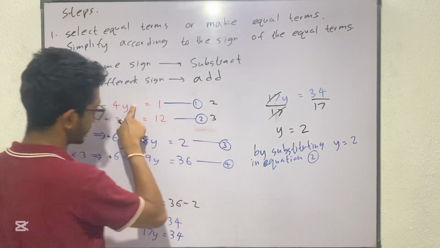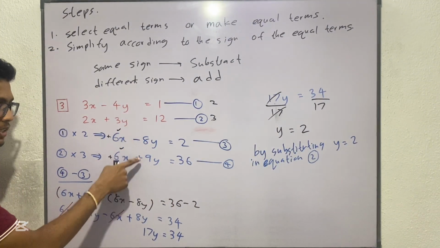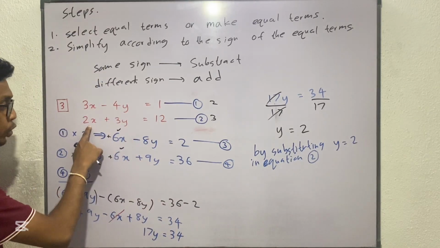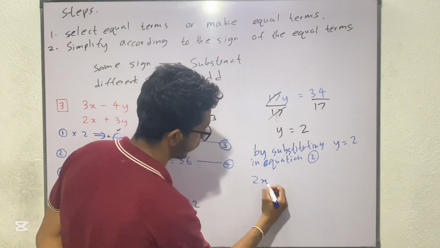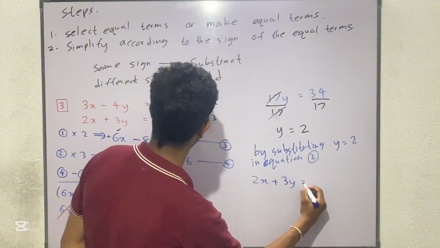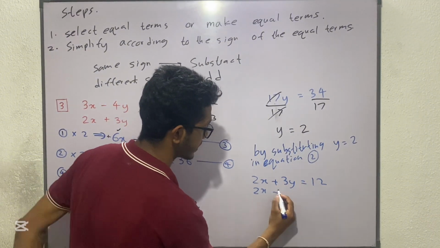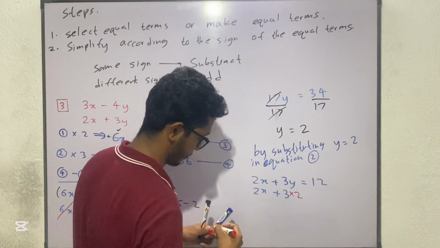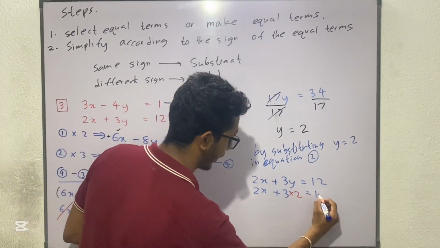By using the first equation also I can get the same answer. Third equation, fourth equation, any equation I can use. Here I am taking the second one. 2x plus 3y equals 12. 2x plus 3 times y, which is 2. So 3 times 2. That is equal to 12.